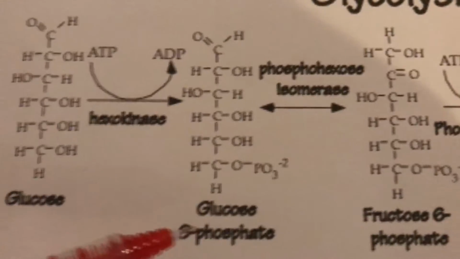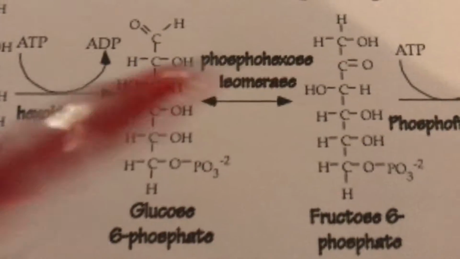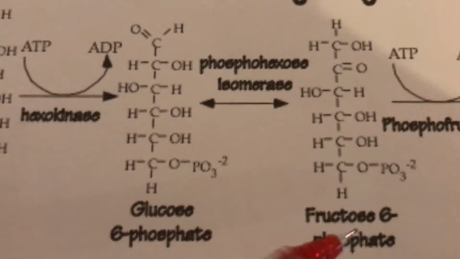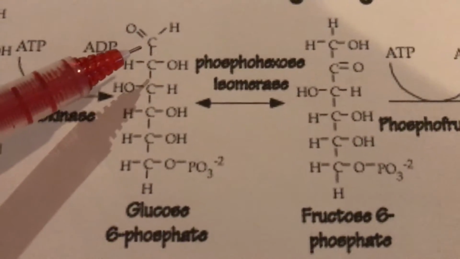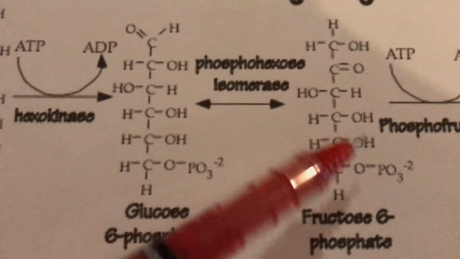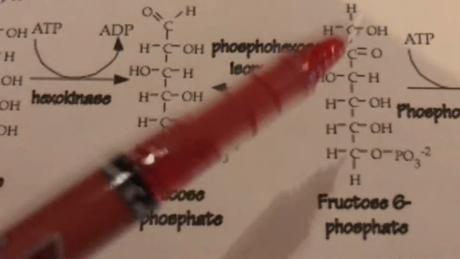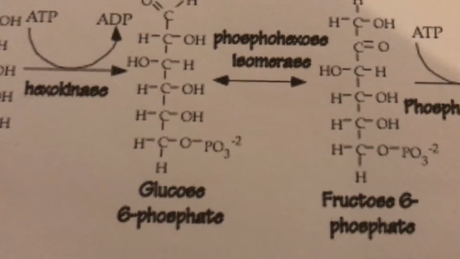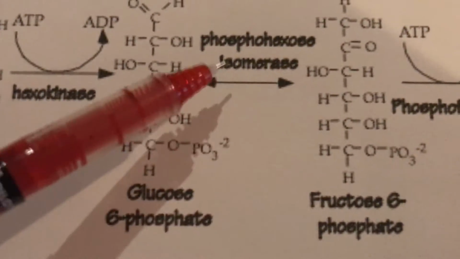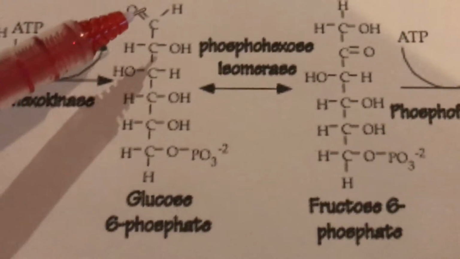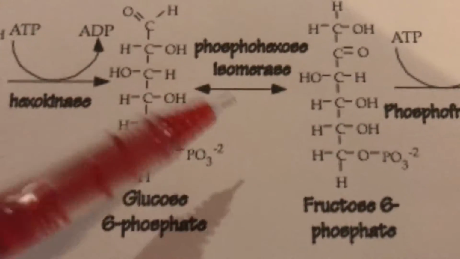And so after glucose 6-phosphate, phosphohexose isomerase turns glucose 6-phosphate into fructose 6-phosphate. And the main difference here is that, like I said, glucose is an aldehyde, while fructose is a ketone, because it's attached to 2 carbons, which is what a ketone is. And so isomerase is basically changing an aldehyde to a ketone. So keep that in mind.